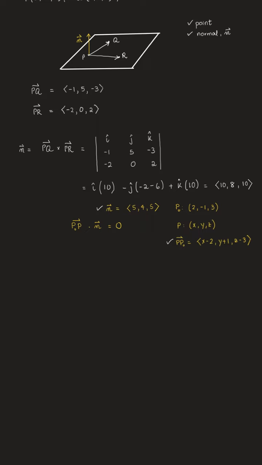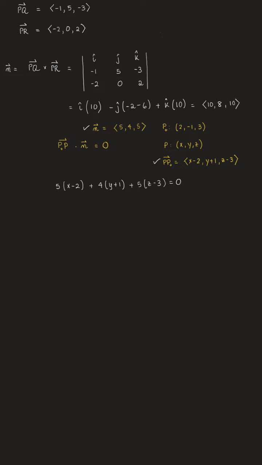So our normal, the x component is 5, so we'll do 5 times x minus 2. We'll multiply corresponding components and add, plus 4 times y plus 1, plus 5 times z minus 3 equals 0. There's our equation of the plane, but what I'm going to do is distribute and write the standard equation moving all the constants to the right side of the equation. So here we'll have 5x minus 10 plus 4y plus 4 plus 5z minus 15 equals 0. I'm going to keep 5x plus 4y plus 5z on one side of the equation, move everything else to the right side, so we have a negative 15 minus 10 gives us a negative 25, plus 4 is negative 21. When I move it to the right, I get positive 21. And this is the equation of our plane.